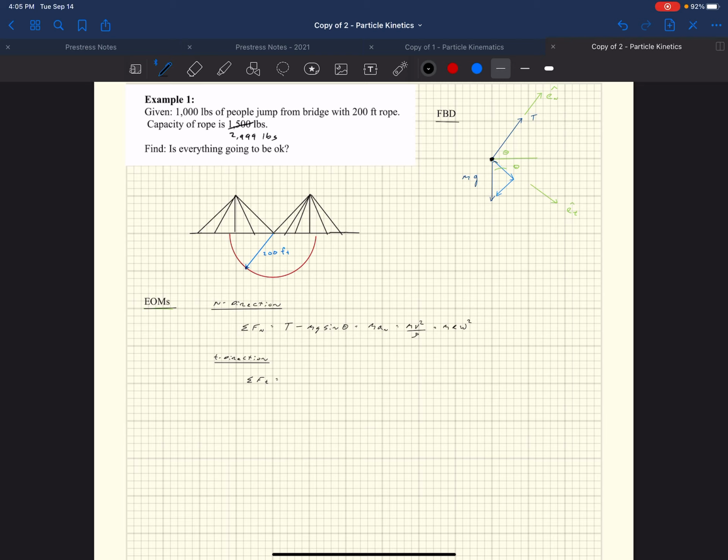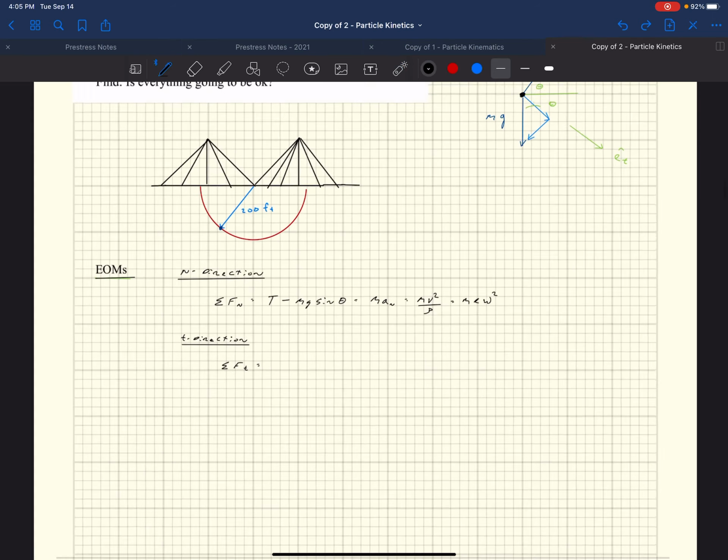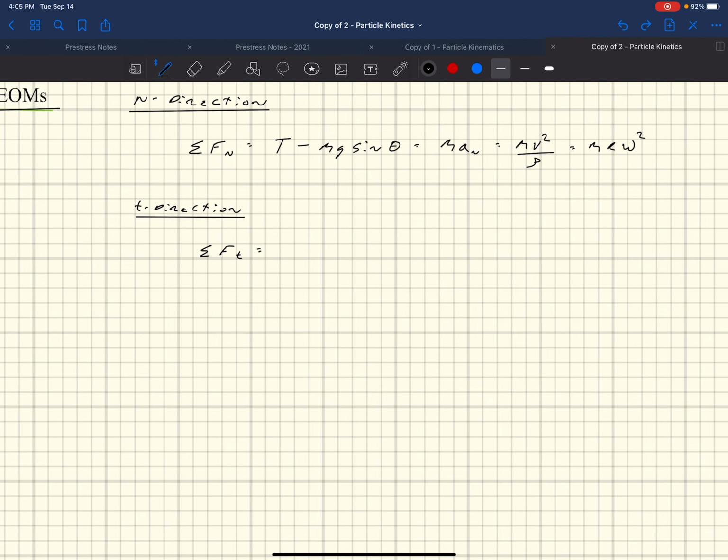So it's in the positive, right? That's acting like that, which is in the positive et direction. So this is just mg cosine theta is equal to m a_t, which is equal to m r alpha.